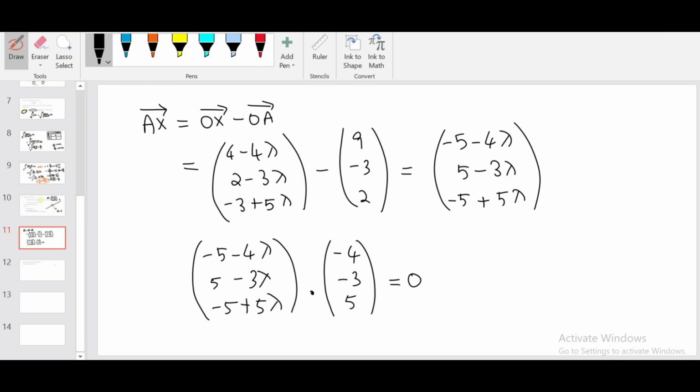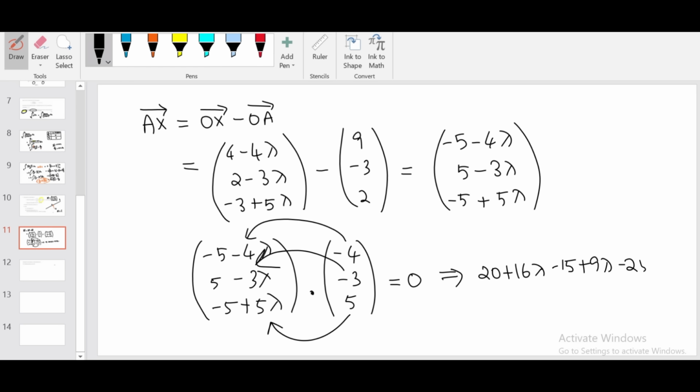If two vectors are perpendicular, the dot product is going to be 0. Using that, you can find the value of lambda. Once you know the value of lambda, you can get the coordinates of X. So you need to multiply the corresponding components. Take the first one and you will get 20 plus 16 lambda. The second one gives minus 15 plus 9 lambda. The third gives minus 25 plus 25 lambda, and the sum is equal to 0.